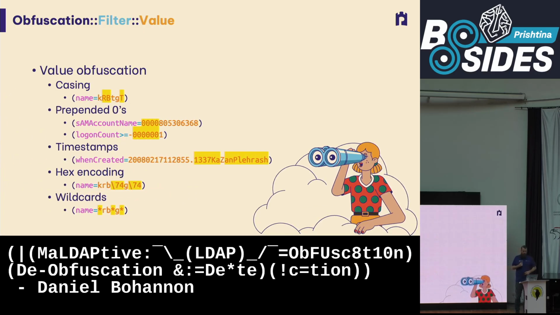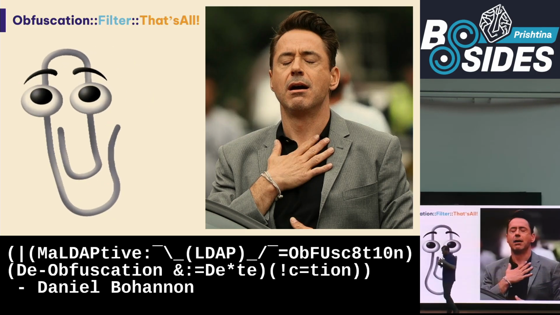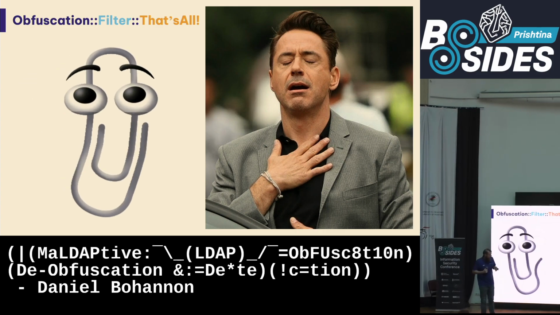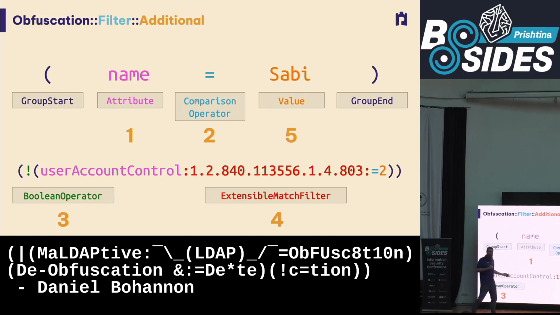So in review, for this last token, we have casing obfuscation, prepended zeros, timestamp, Kazan Plerash fun, hex encoding, and wildcards. So, the good news is that's pretty much all the obfuscation that we uncovered for LDAP. No, I'm kidding, there's more. Okay, that was just for the tokens. What do we do now? We have obfuscation for these token types.